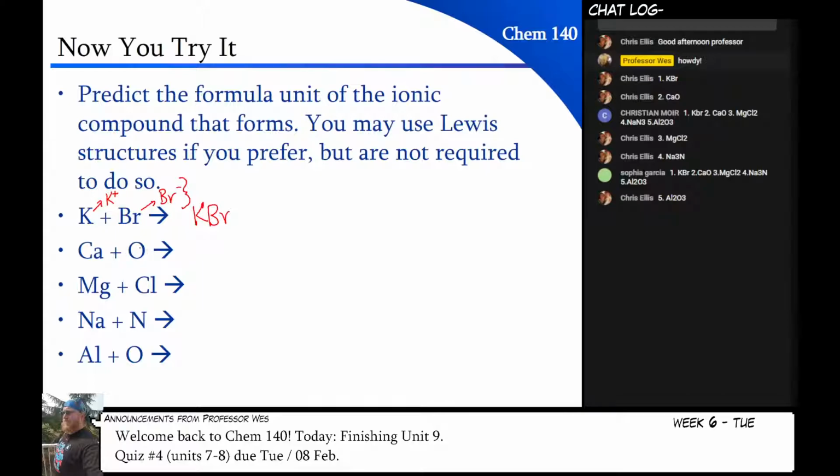For the second one over here, for calcium and oxygen, the ion that forms for calcium is +2, and the ion that forms for oxygen is -2. And I need one of each of those to balance out the charge.